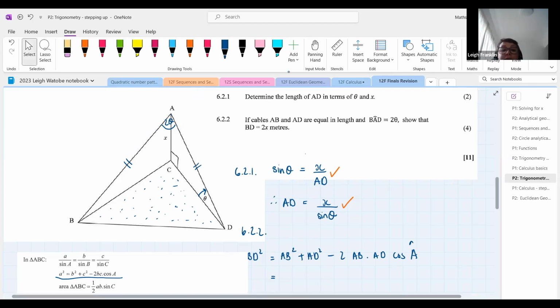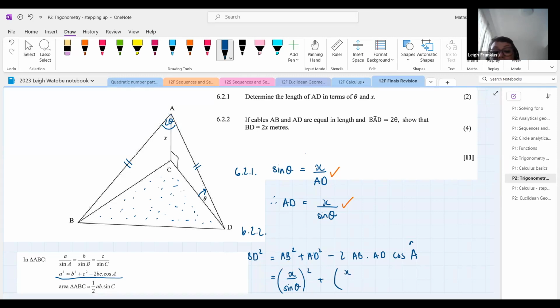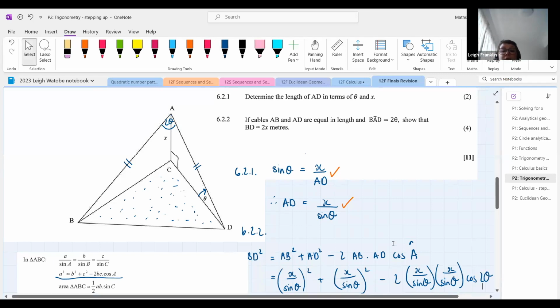So now we're going to go and sub in. We know what AD and AB are equal to. We've got that over here. So this is going to be x over sine theta squared plus x over sine theta squared minus 2 into x over sine theta into x over sine theta cos 2 theta, like so. Is everybody happy with that?